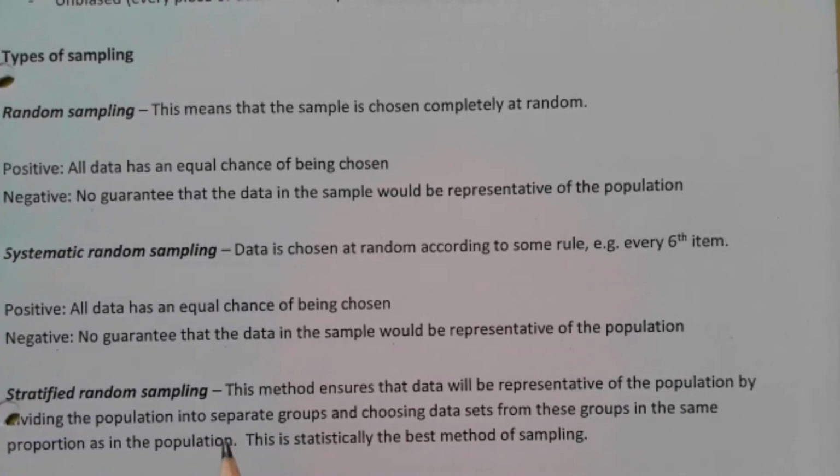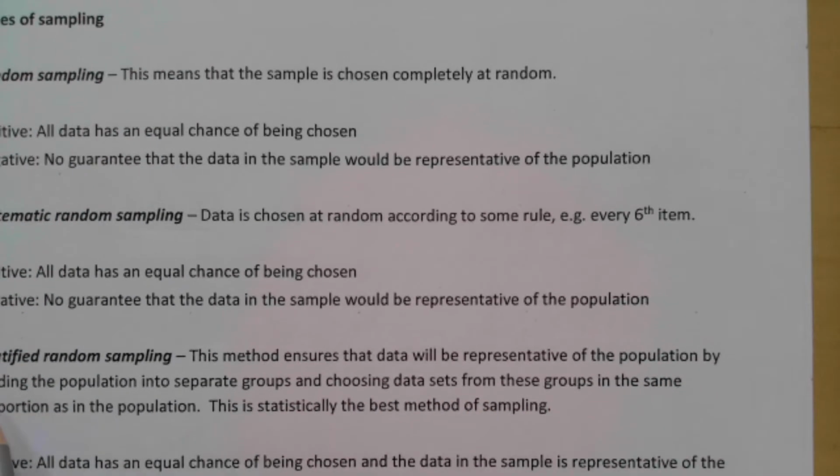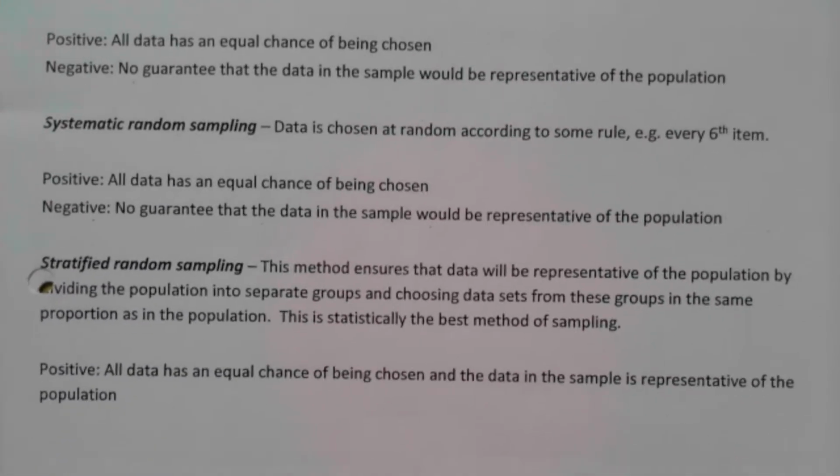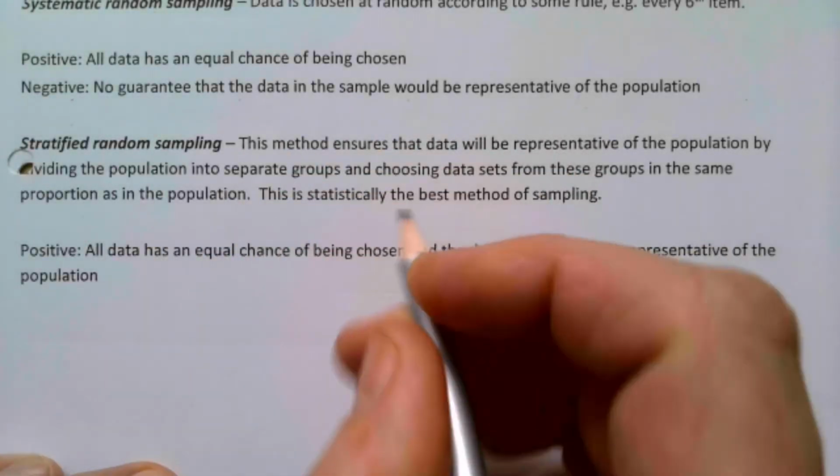Stratified random sampling, this one's used a lot. This method ensures that the data will be representative of the population by dividing the population into separate groups and choosing data sets from these groups in the same proportion as the population. This is statistically the best method of sampling. Positive, all the data has an equal chance of being chosen, and the data in the sample is representative of the population. Say, for example, this is what stratified is, it's not as complicated as it sounds up here.